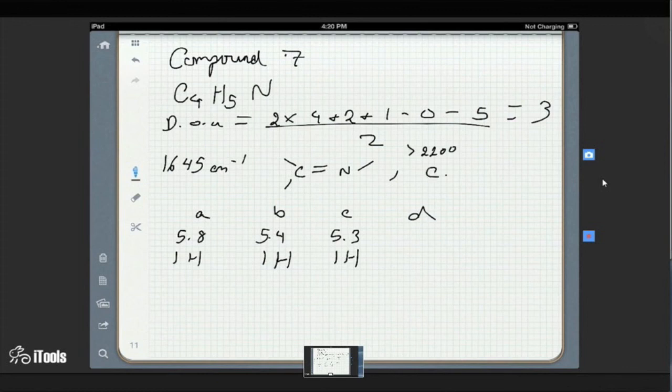But we only have one N though. So is it the nitrile or the amine? We just determined that it was a nitrile because it's just above 2200. So let's look at the peaks that we have. It definitely is just above 2200, so it's a nitrile. But we also have a sharp absorption at 1645.